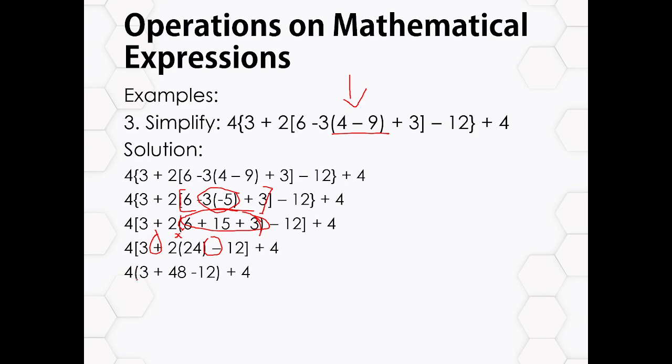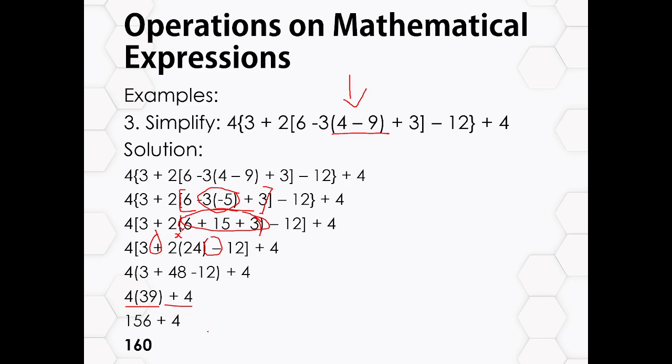Sa loob ng parenthesis natin, meron tayong 3 plus 48 minus 12. Ngayon, wala nang multiplication, wala nang division. So, add na lang tayo and subtract according sa pinaka-left papunta sa pinaka-right. So, that will be 39. 3 plus 48 minus 12 is equal to 39. Now, multiplication and addition ang natira sa atin. Siyempre, uunahin natin yung multiplication. That will be 156. 4 times 39 is 156. And if you add that, that will be 160.